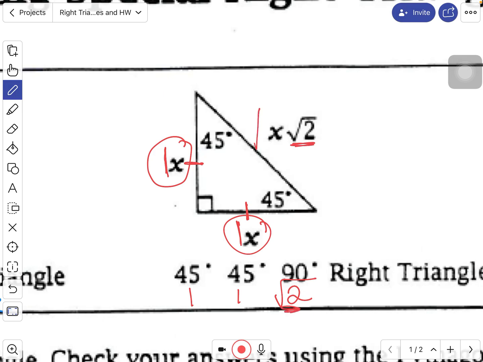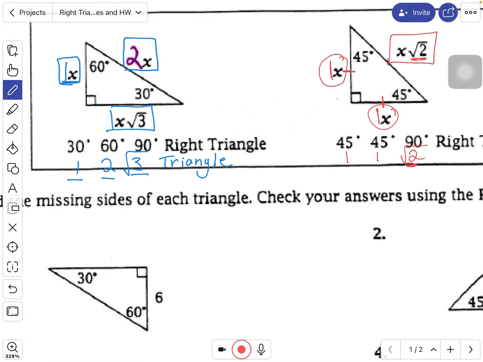And this is important because in today's lesson, we're not going to use SOHCAHTOA to find the length of our missing sides, but we're going to use these super special ratios. Let's go ahead and get started.